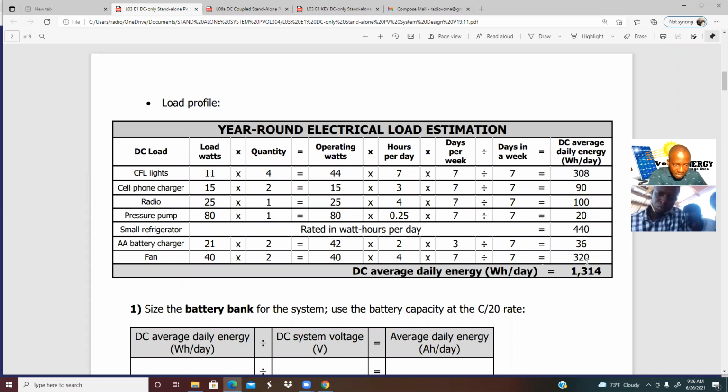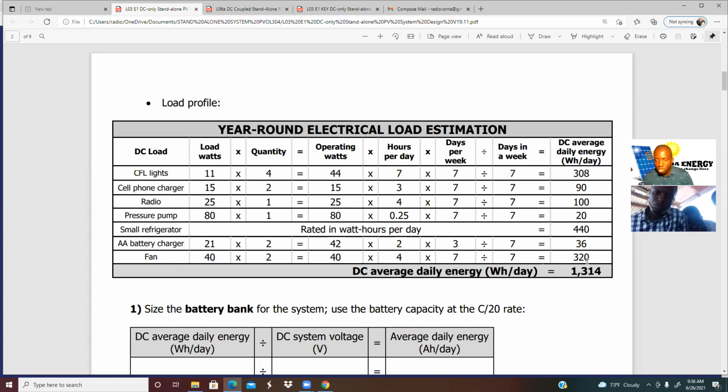Then we move down to the cell phone. The person has a cell phone. The cell phone is 15 watts. They got 2 of it. You have your operating watts right here. You multiply that by how many hours to charge your phone. They say we take 3 hours a day to charge our phone. Okay, 3 hours a day. That means the person really uses the phone. Like people use phone a lot. So you have 3 hours a day. You multiply it by the days per week, which is 7 days. You divide it by the days a week, which is 7 days. You get 90 watts.